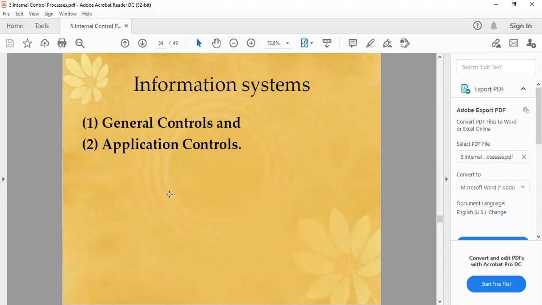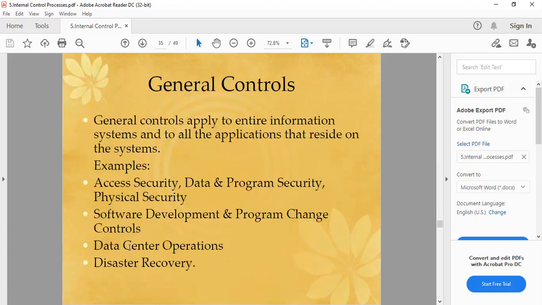Then for information systems, you have the so-called general and application controls. General, of course, is overall, and application would be the specific controls. The general controls apply to the entire information system and to all the applications that reside on the system. So we have the following examples: security, access, data and program physical controls, software development and program change controls, data center operations, and disaster recovery. So these are the examples.